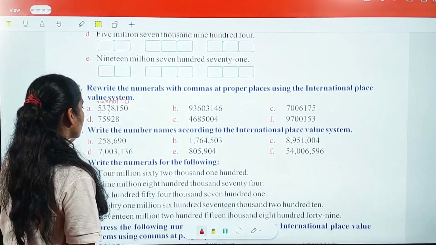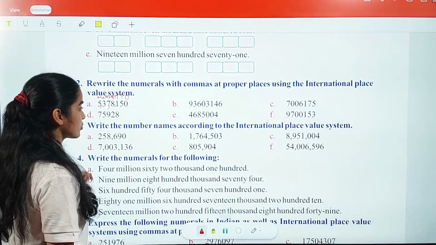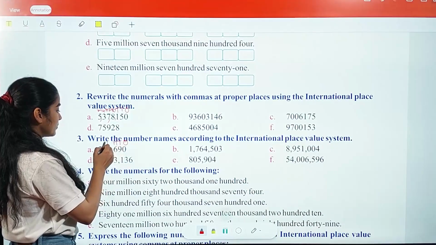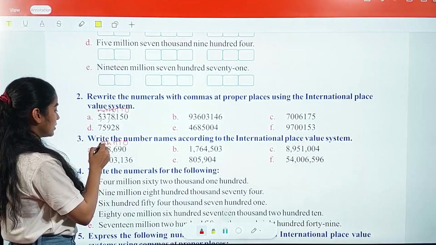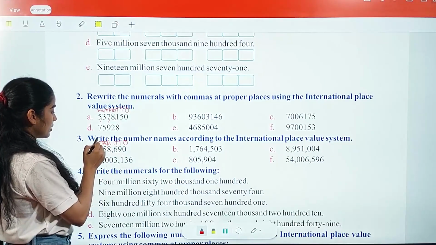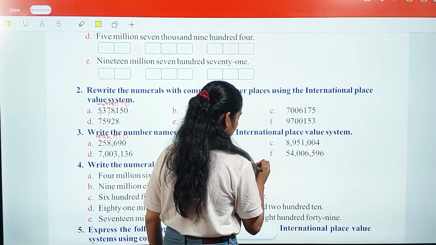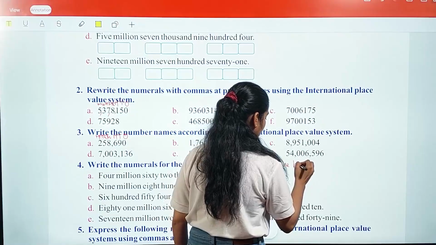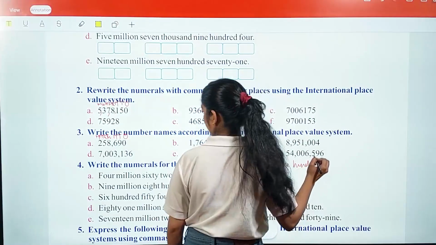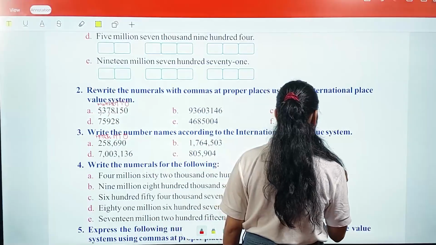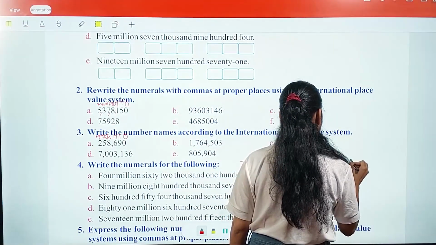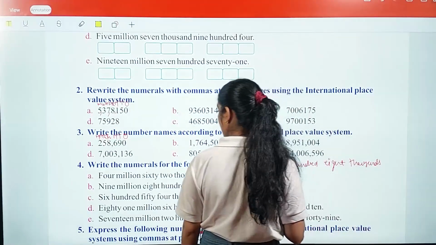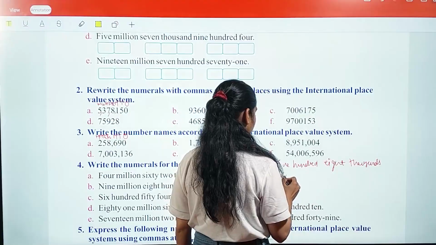Now we have to write the number names according to the international place value chart. Again, ones, tens, hundreds, thousands, ten thousands and hundred thousands. 20,500, 8,000, 8,690.